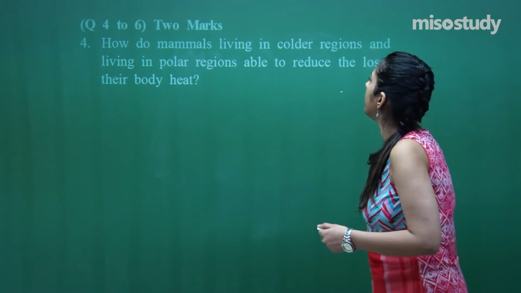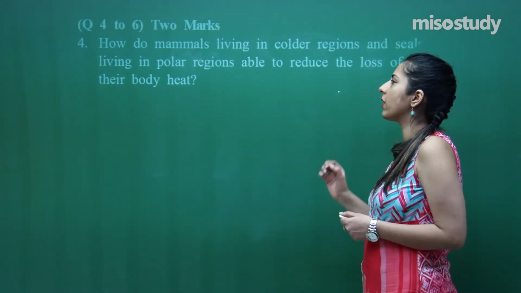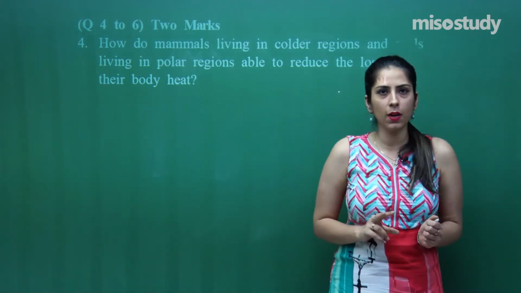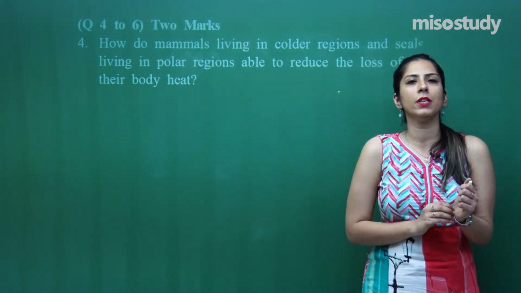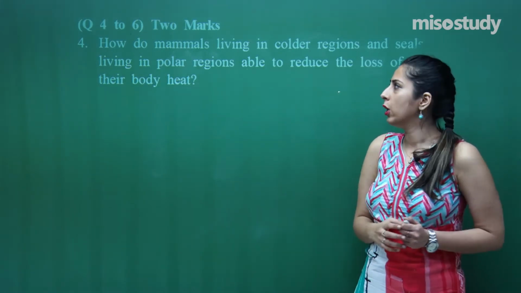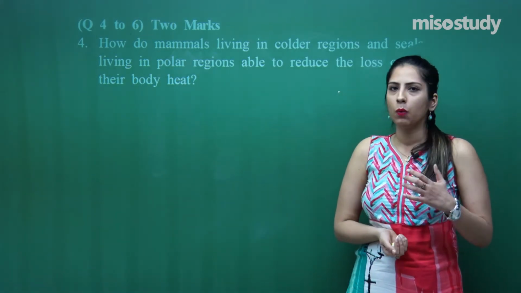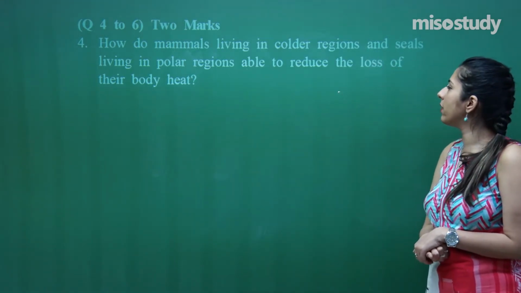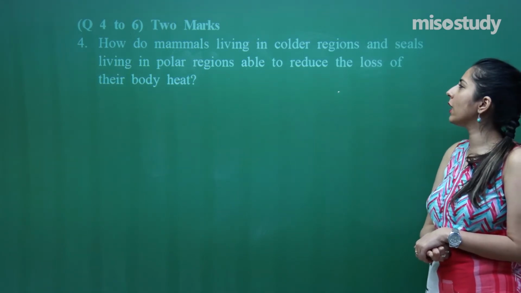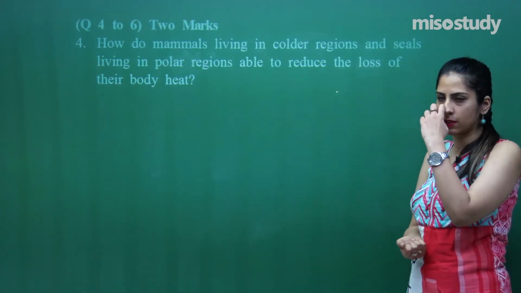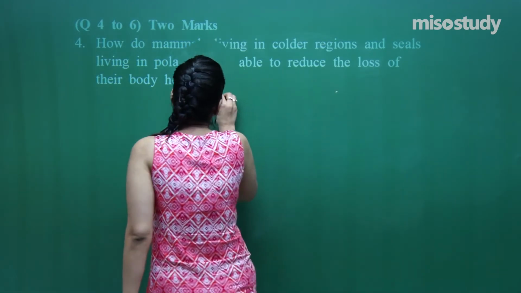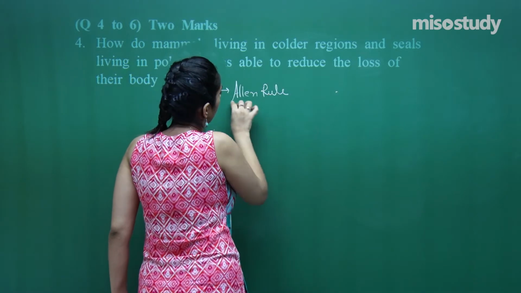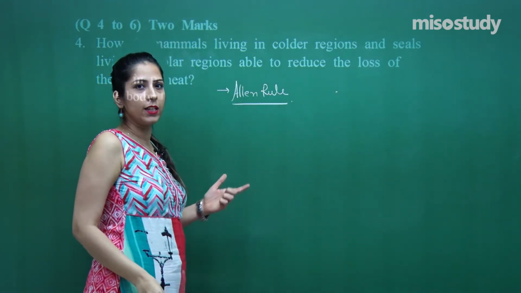How are mammals living in a colder region and seals living in a polar region able to reduce the loss of body heat? This is a 2 mark question. You have to explain these questions in a bit more detail as compared to the 1 mark ones. They are asking what changes happen in mammals present in the colder region, seals, etc. How are they able to reduce the loss of their body heat? Now, you all must have heard of Allen's rule, and we have already studied it in the sessions.